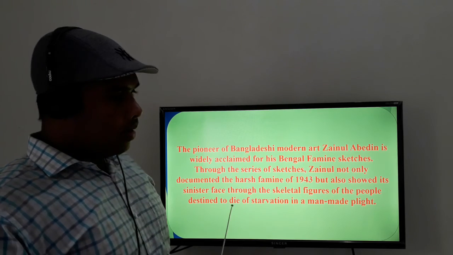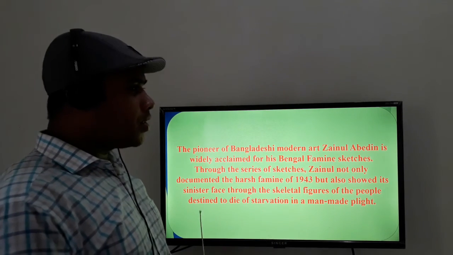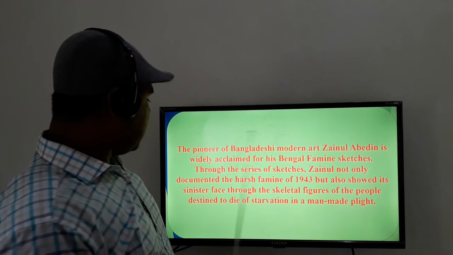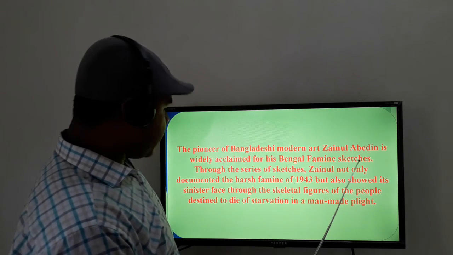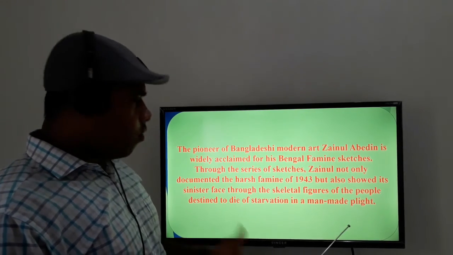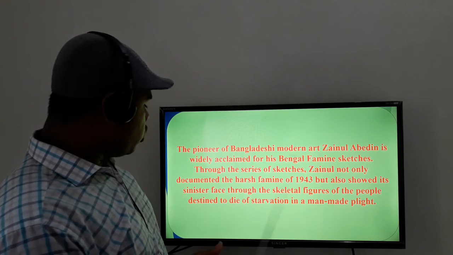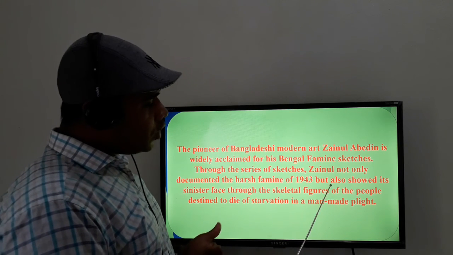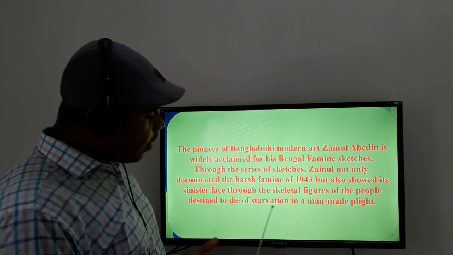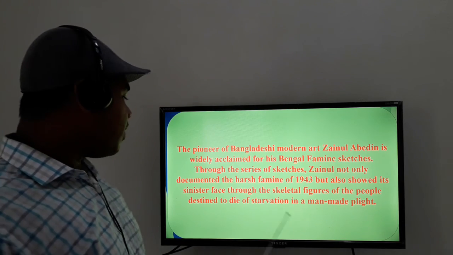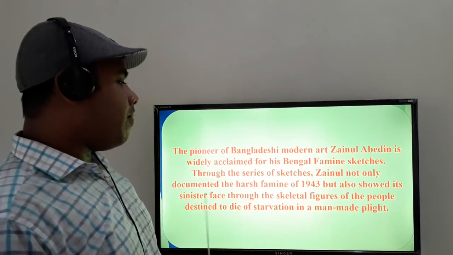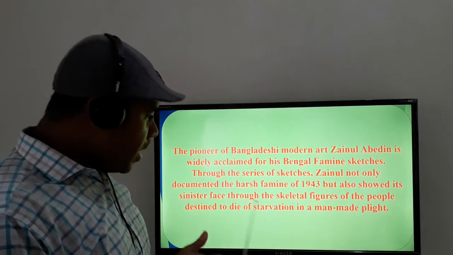Dear students, I have picked the most important lines from the text. You will find it in your textbooks. The pioneer of Bangladesh modern art, Joinul Abidin, is widely acclaimed for his Bengal famine sketches. You see, he is known for the famine sketches of 1943. Through the series of sketches, Joinul not only documented the harsh famine of 1943 but also showed its sinister face through the skeletal figures of the people destined to die of starvation in a man-made plight. So more importantly, he portrayed the sinister famine of 1943.